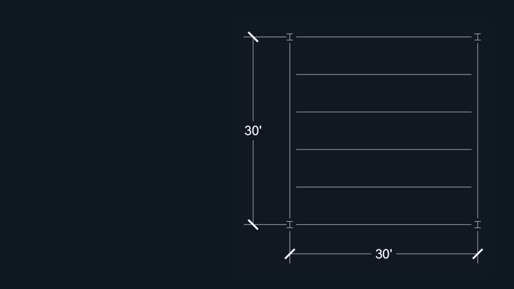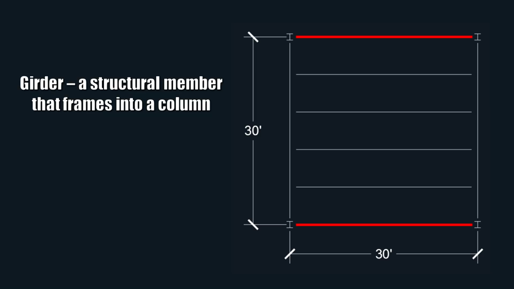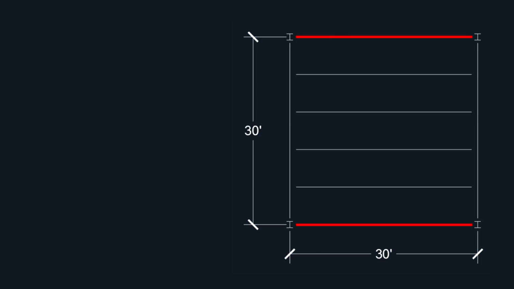So this structure is a 30 by 30 foot square with columns at the four corners, two girders running in the north-south direction which frame into the strong axis of the columns, and six beams running in the east-west direction. Actually, these two members are technically girders since a girder is defined as a member that frames directly into a column, but semantics. They're still going to be the same size as the other four beams. Okay, so first thing we have to do is calculate our loads.